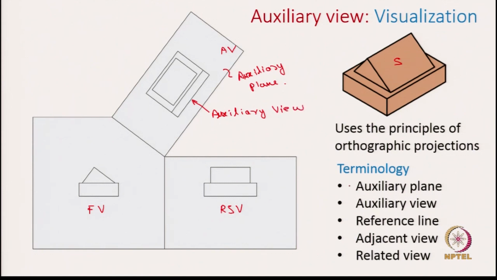And then the reference line, the line about which we opened the box. This is the line which intersects the auxiliary plane and the frontal plane. So, this is the frontal plane and this is the auxiliary plane, let us say. This line about which we opened this box is called the reference line.